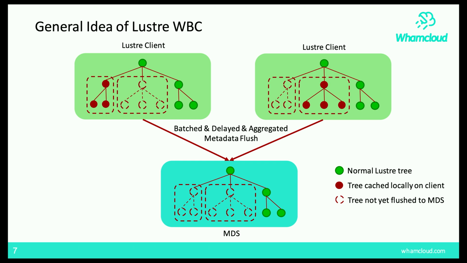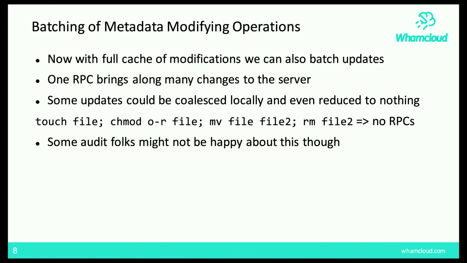The client on the left has their part of the tree, and the client on the right has their part of the tree that the server actually doesn't know fully exists. This line is basically the name of the tree, but everything underneath is fully client cache contained. And the other benefit that we would be able to get then is batching of those modifying operations.